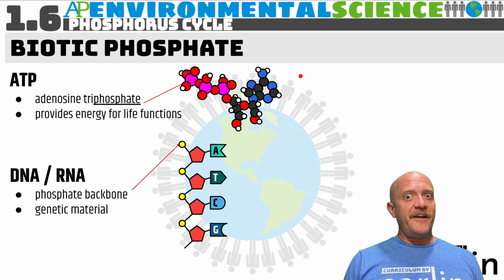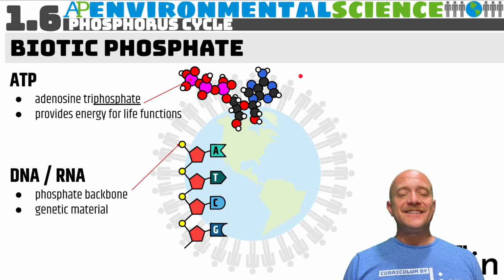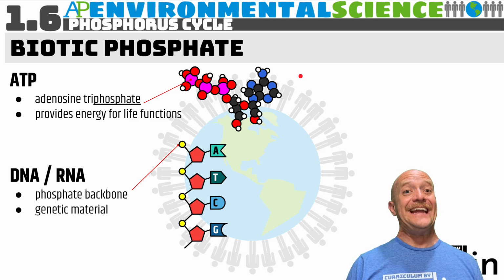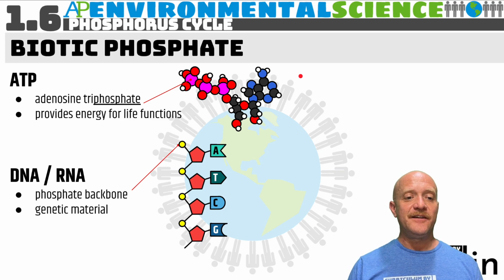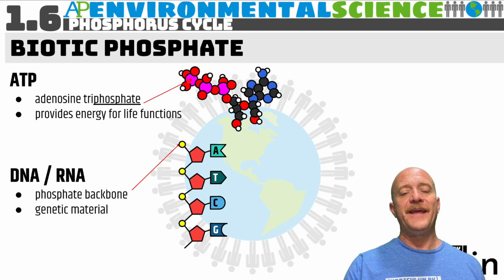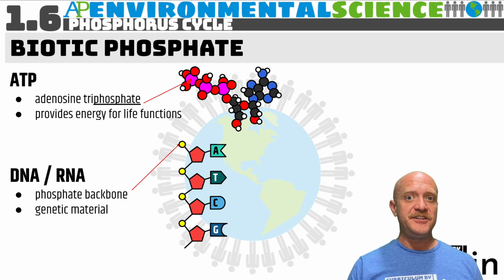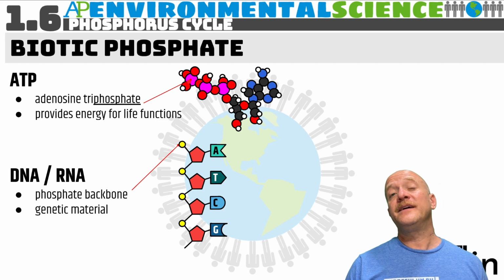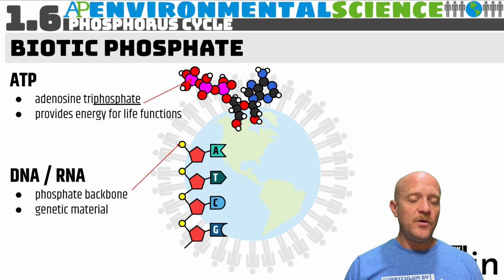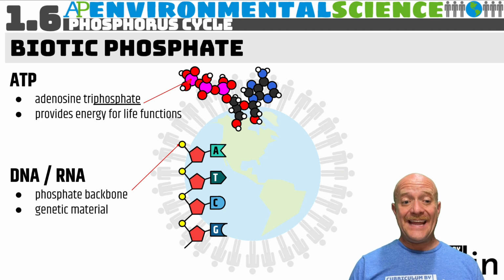So phosphorus is a very important limiting nutrient because phosphate is very important. Phosphate is found in ATP. ATP is the abbreviation for adenosine triphosphate. And every time one of these phosphates is removed from the ATP molecule, it provides a lot of energy for cellular functions. So you've heard ATP used synonymously with the term energy. This is why, because these bonds have very, very high levels of energy. So all of the life functions require this ATP.